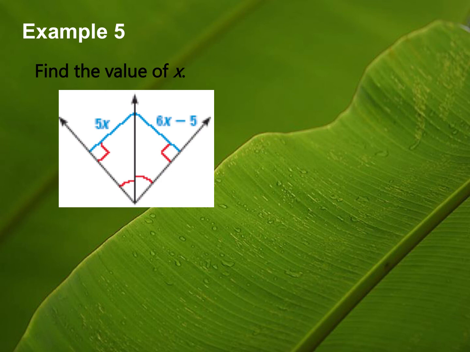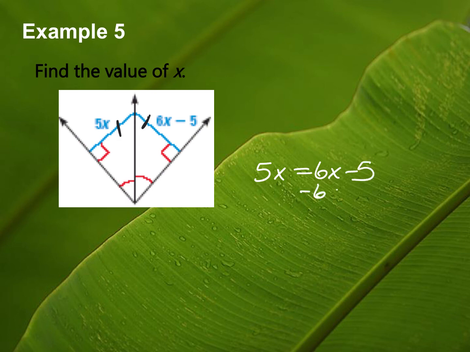So this time they're giving us that the angle has been bisected. So now I can use just the angle bisector theorem, not the converse this time. Because the angle has been bisected, I know this segment is congruent to this. So that's my equation I'm going to solve: 5x equals 6x minus 5. Okay, so let's go ahead and solve for x.